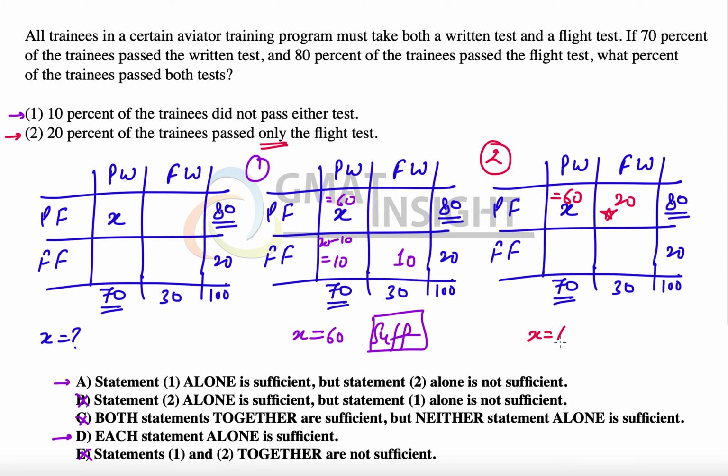And since we again have the unique value of x, the second statement alone as well is sufficient to answer the question, and therefore we mark option D as the correct answer, which states that each statement alone is sufficient to answer the question. Thank you so much.